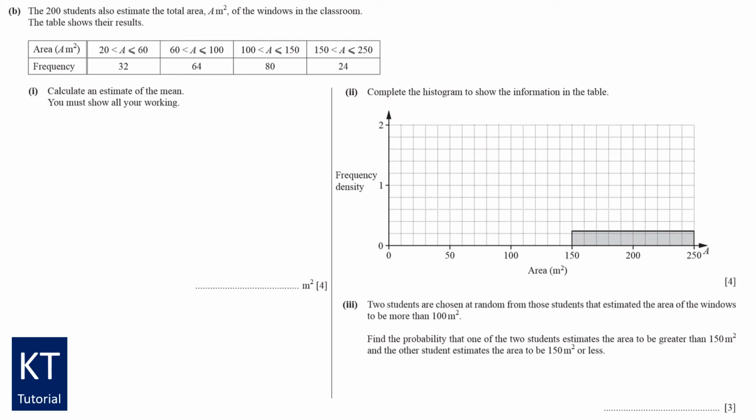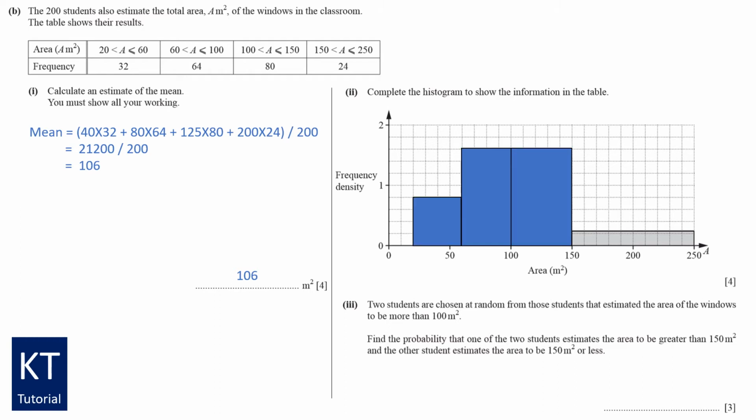Question 2b. The 200 students also estimate the total area A meters squared of the windows in the classroom. The table shows their results. Calculate an estimate of the mean. You must show all your working. This is the sum of the products of the midpoint of each area and its associated frequency, with the total divided by 200. Next, complete the histogram to show the information in the table. Here, the height of each bar is its frequency divided by the midpoint of its area.